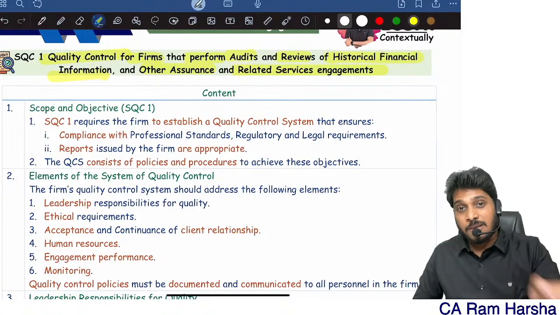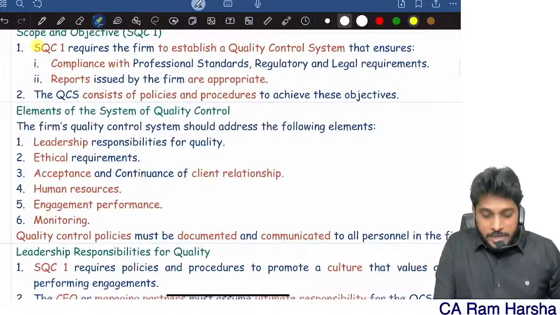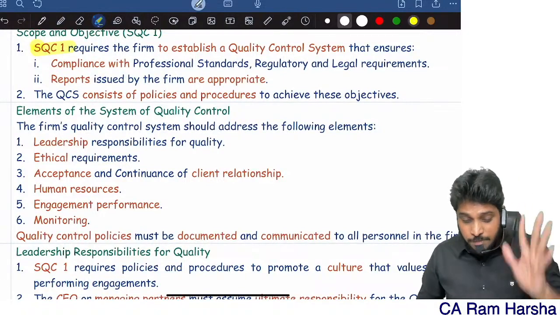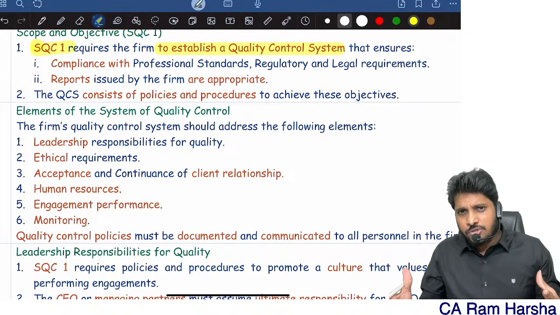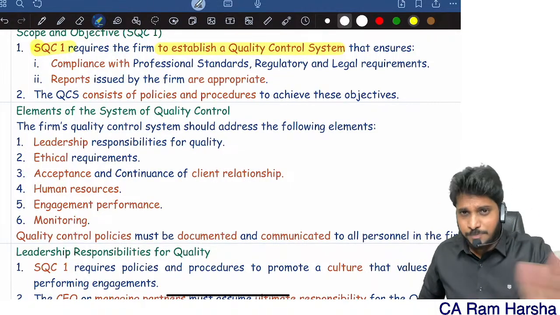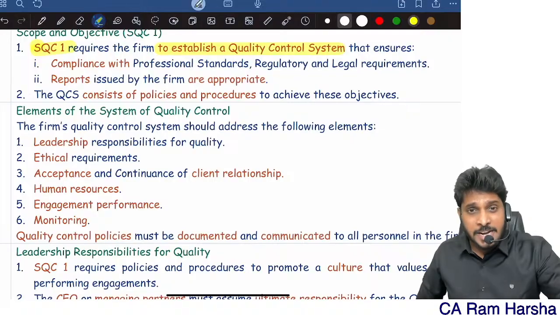Quality control standard is applicable. Now what SQC is saying, SQC simply says one thing: establish a quality control system. So what is exactly a quality control system? Very simple. You remember Domino's, you remember KFC, you remember any McDonald's.